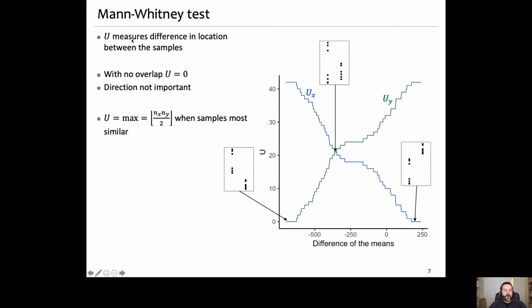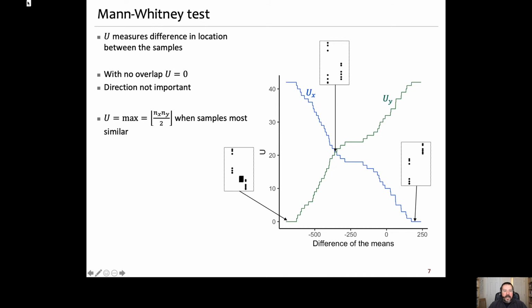U, the statistic U, measures difference in location between two samples. Imagine samples represented in this very simple diagram where all x's are greater than all y's. There is no overlap between these two samples. The statistic U is 0. Specifically, UY is 0 because all y's are less than all x's, while UX is at its maximum.